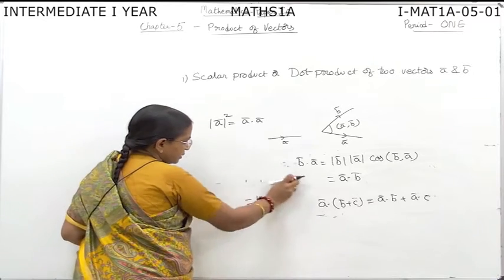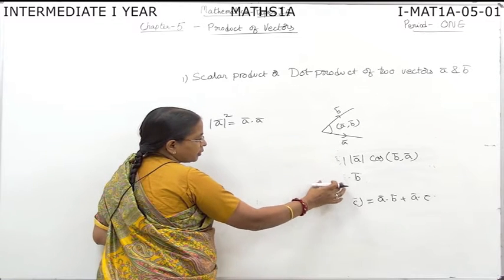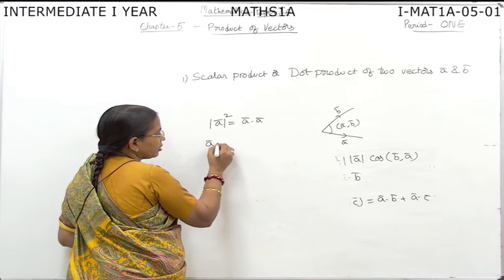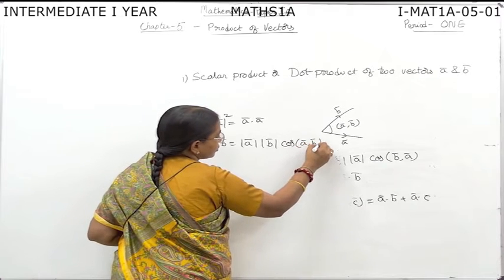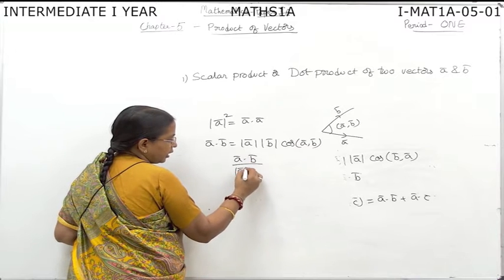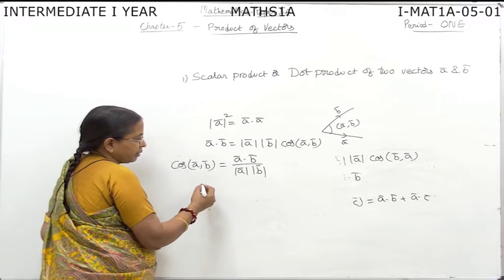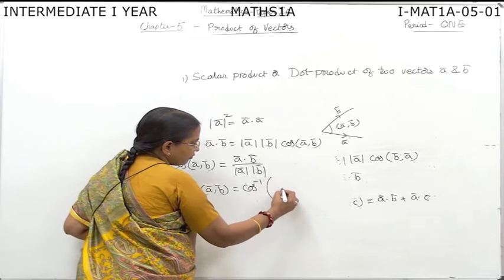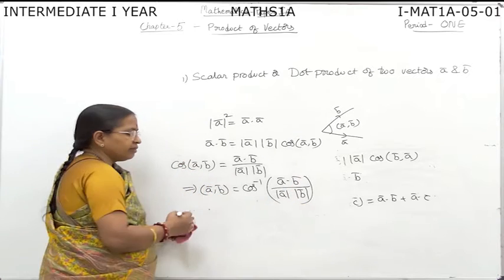So these are some of the properties. Some more are there. First I'll explain and then give you the summary. So this is about the commutative property, distributive property, and then mod A square. And then you have A dot B as mod A into mod B into cos of the angle between A and B. So you bring this to this side. A dot B by mod A into mod B is cos of the angle between A and B. So the angle between A and B is given by the formula cos inverse of A dot B by mod A into mod B. So the angle between two vectors is given by this formula.